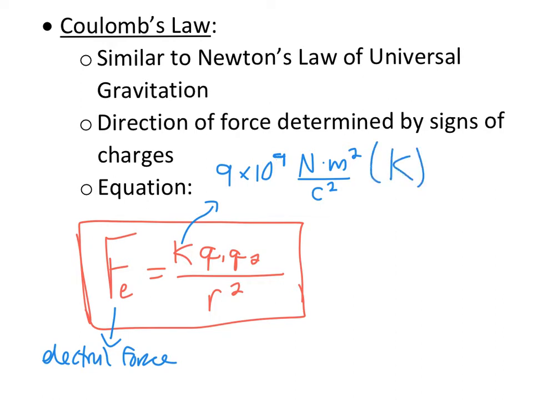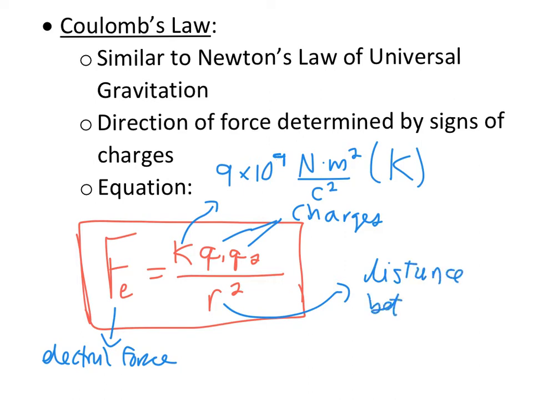Okay, Q1 and Q2, these are both the charges. And you want to make sure that you're using just the magnitude of the charge. So you don't want to put in a negative if it's negative. That's just going to show you the direction later on. You want to make sure that you're just putting in the magnitude, so the number. And R is the distance between the charges. So that is Coulomb's law.